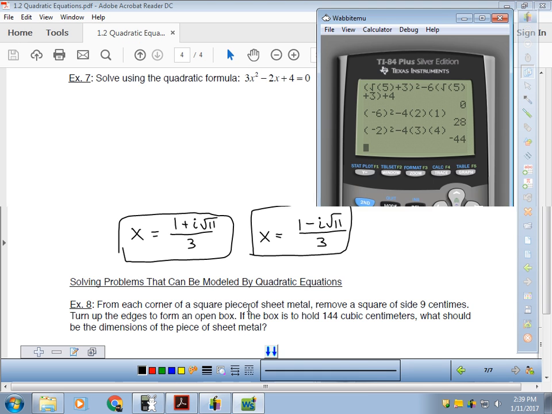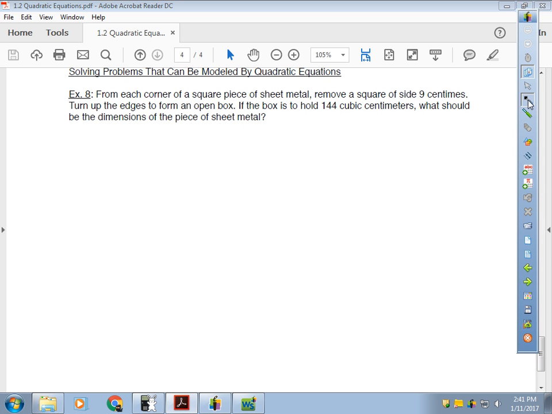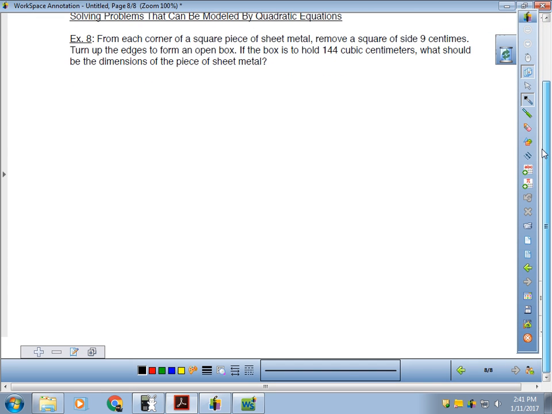All right. The last thing that we are going to look at in this set of notes is an example of a real-world problem that can be modeled by a quadratic equation. Example 8 says, from each corner of a square piece of sheet metal, remove a square of 9 centimeters. Turn up the edges to form an open box. If the box is to hold 144 cubic centimeters, what should be the dimensions of the piece of sheet metal?